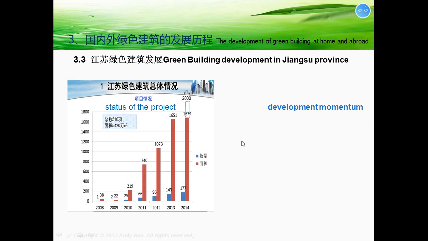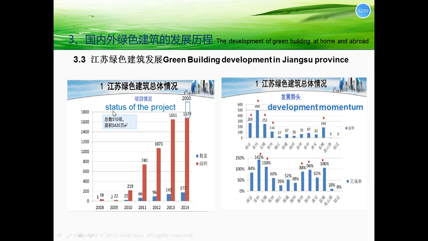The three drawings, the status of the project, total numbers, 510, area 5,420. Changzhou is the fourth. Suzhou is the first one. Wuxi the second. Nanjing the third. Changzhou is the fourth.